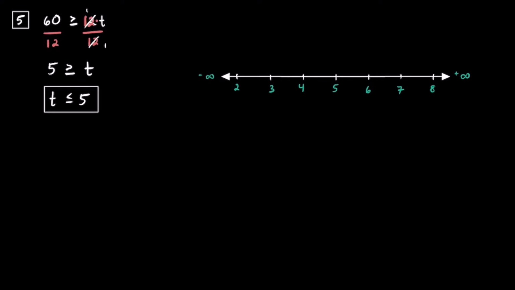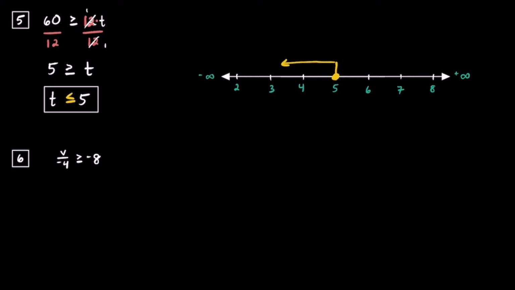Then looking at this symbol of less than or equal to, again we have that bar, which means it includes 5. If 5 is the value of t, that is totally okay. And since t is less than or equal to 5, the other values that are smaller than 5 are to the left. So let's go ahead and draw our arrow that way.